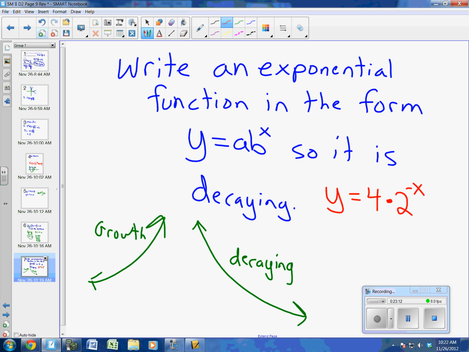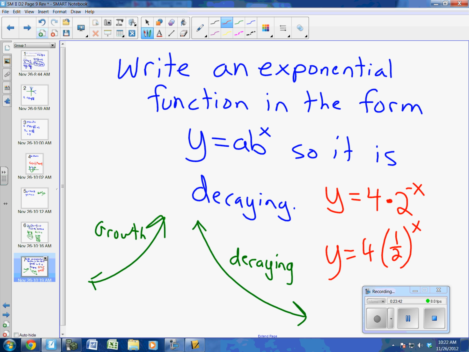That's one way you can do it. By the way, what's the other way of writing this equation right here? Y equals 4 times 2 to the negative x, so that there's no negative exponents? Because that would make it decay. Did you guys know that if I take the reciprocal of 2, which is 1/2, to the positive x power, that these two equations are exactly the same?